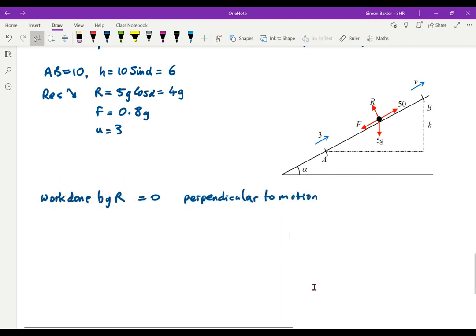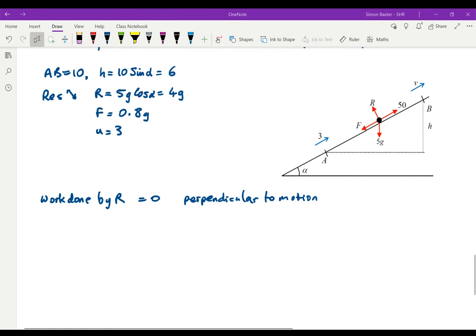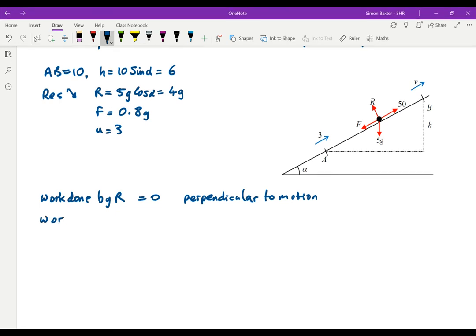What about friction? Work done by friction is, well, the magnitude of the friction force is 0.8 G, and it is moving a distance of 10 AB times 10, that is 8G. I don't actually worry at this particular stage about the plus or the minus. When I come to put that into my work energy equation, it will be slowing things down. It will go in as negative. It's common sense, I hope.